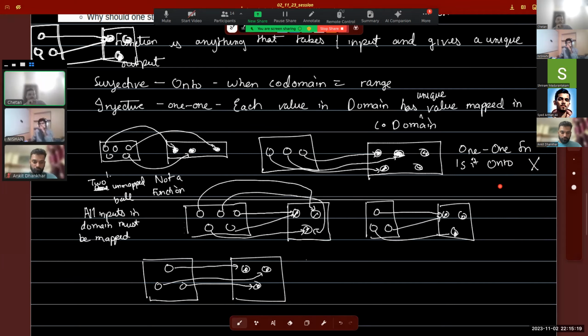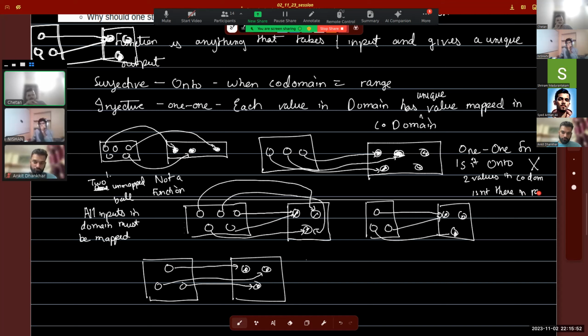It is not onto, right? Because what is onto? When codomain and range are equal, that is every element in your codomain is mapped to some pre-image, some element in the domain. But that's not happening here. I have two elements in my codomain, my second box, which are not mapping to anything in the first box. So this is one-to-one, but not onto. Hence, it is not bijective either, right?